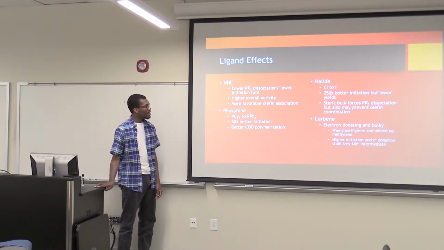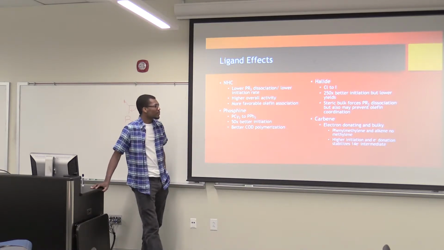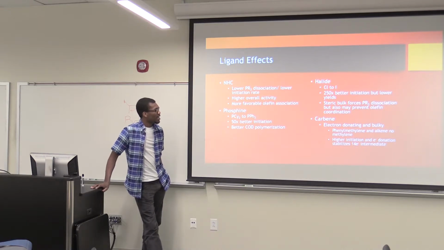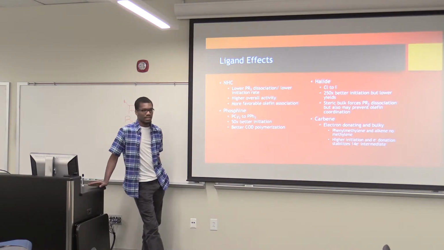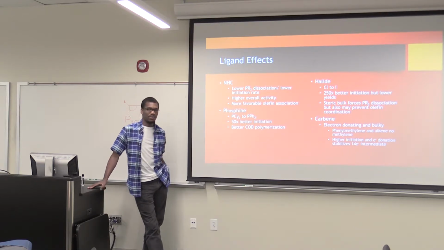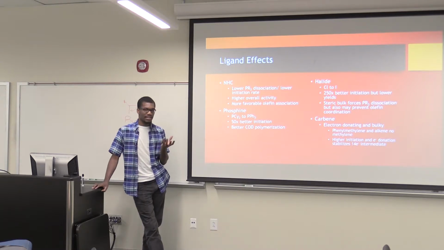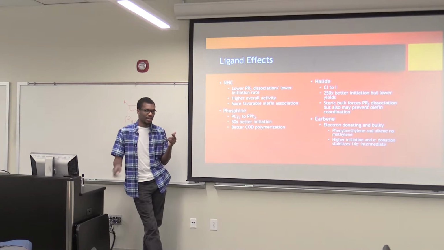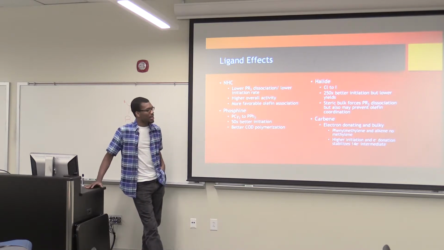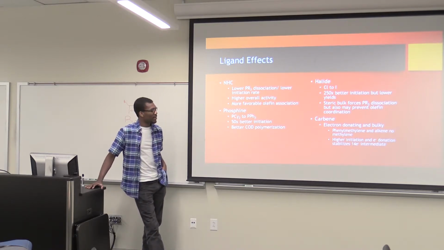And then they saw with the halides, going from a chloride to an iodide, you saw 250 times better initiation, but lower yields. So they think the reason it's a better initiation is the iodide is much larger, so it crowds out the phosphine and pushes it off. But it may prevent olefin association, because for the olefin to come in, I believe the halides have to go from trans to cis, so they have to get right up next to each other, and if they're huge, then it'll prevent the alkene from coming in.